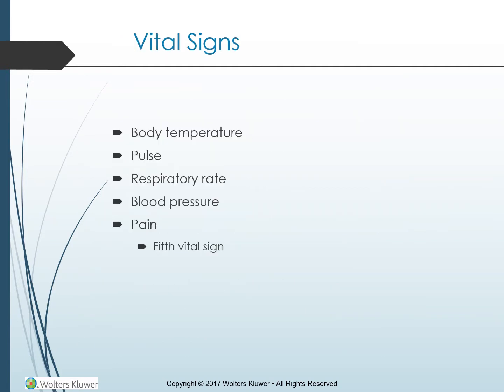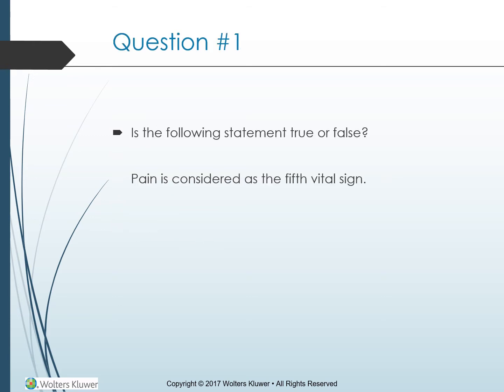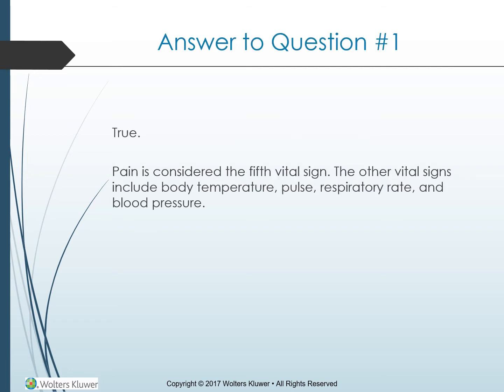Vital signs consist of body temperature, pulse, respiratory rate, blood pressure, and pain. Pain is the 5th vital sign. Is the following statement true or false? Pain is considered as the 5th vital sign. True. Pain is considered the 5th vital sign. The other vital signs include body temperature, pulse, respiratory rate, and blood pressure.